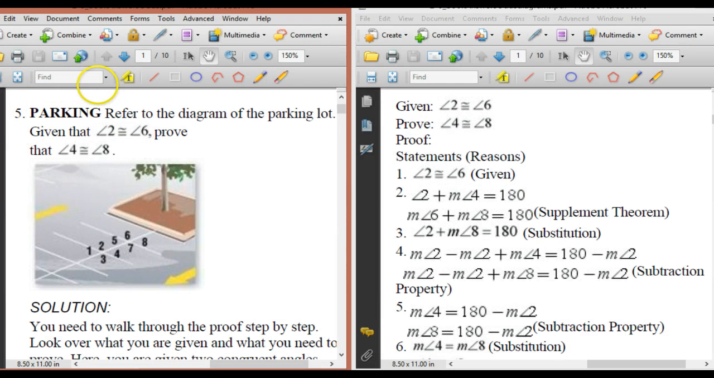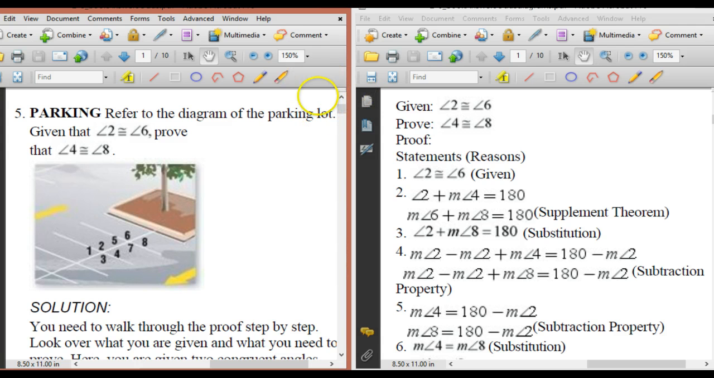In number 5, refer to the diagram of the parking lot. Given that angle 2 is congruent to angle 6, prove that angle 4 is congruent to angle 8. So these two angles are congruent if these two are. So in our proof, we state our given information and what we want to prove, and then we start listing, in a 2-column proof, statements and reasons for the statements.